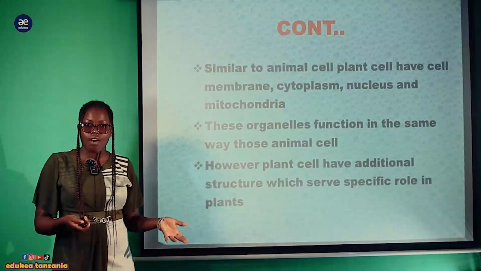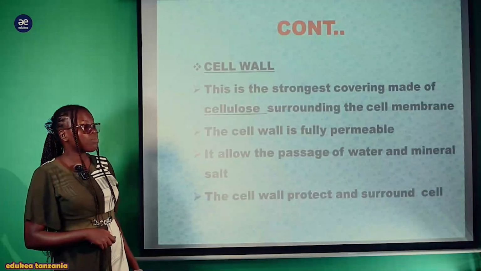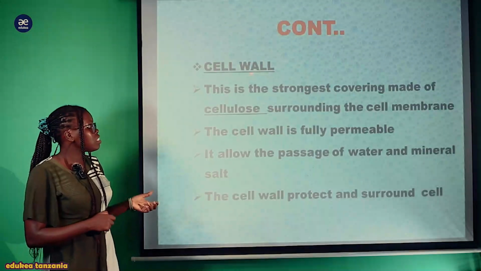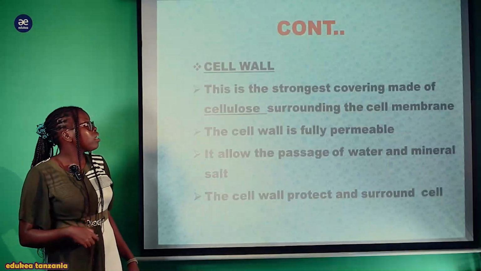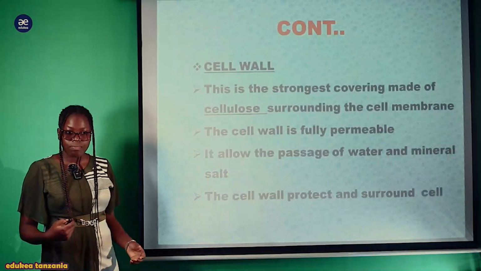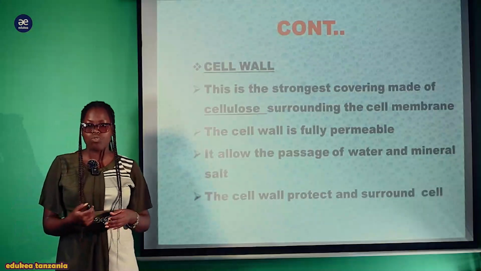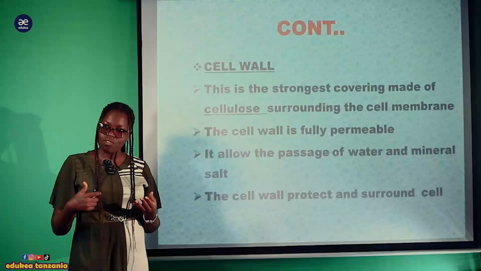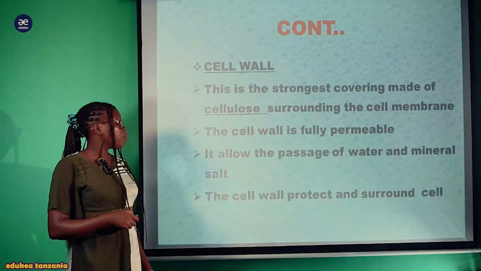Now, starting with the cell wall, this is the strongest covering made of cellulose surrounding the cell membrane. The plant cell wall is made of fibers. The wall in plants has fibers, and those fibers come from the tracheids. Now, this is the strongest covering made of cellulose surrounding the cell membrane. The cellulose is fully permeable.